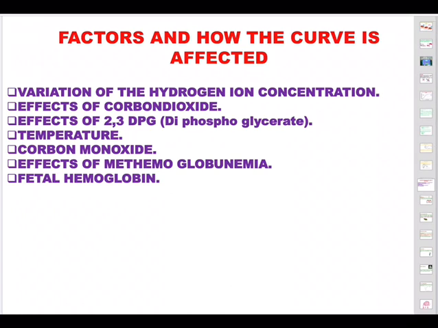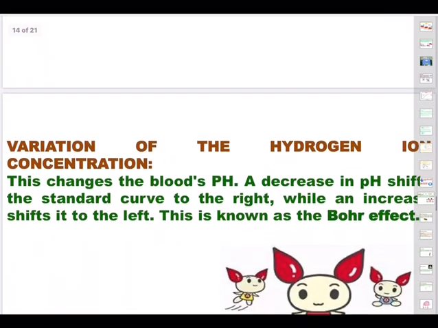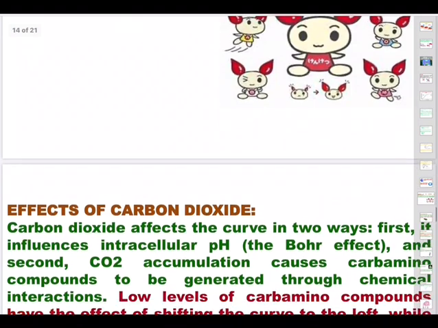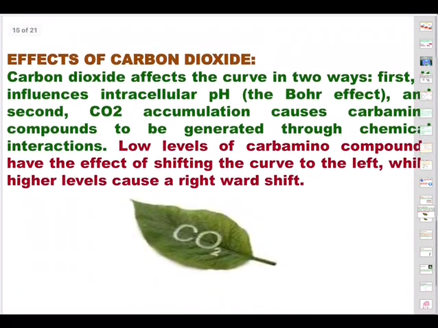Variation of the hydrogen ion concentration, effects of carbon dioxide, effects of 2,3-diphosphoglycerate, temperature, carbon monoxide, effects of methemoglobinemia and fetal hemoglobin. And the variations of the hydrogen ion concentration. This changes the blood's pH. H plus ion. What is actually pH? It is the negative logarithm of H plus ion concentration. So when there is a change in H plus ion concentration, naturally pH changes. A decrease in pH shifts the standard curve to the right, while a decrease in hydrogen will shift to left. This is known as Bohr effect.